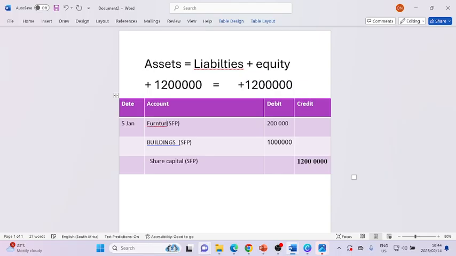Furniture. Look, I can't even spell furniture, guys. It's really a Friday, eh? Like, I'm serious.